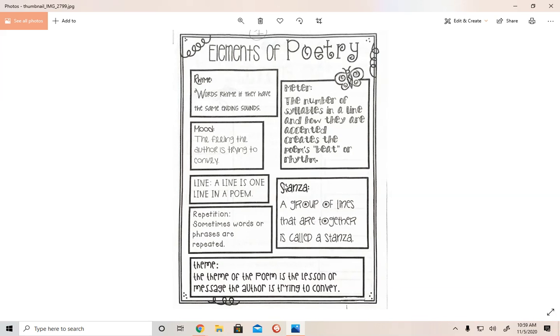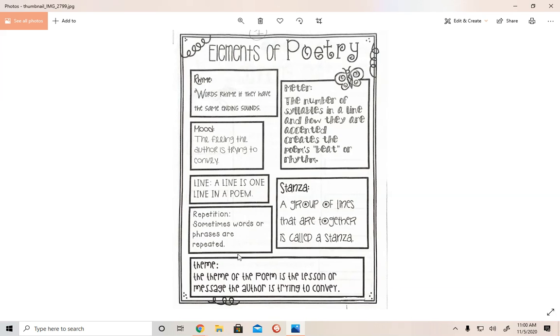I'm going to jump over to this one because now we're talking about a stanza. A stanza is a group of lines that are put together. And that's what we call a stanza. So I like to think of a line as a sentence, not always a complete sentence. And I like to think of a stanza as a paragraph. So sentences make up paragraphs, just like lines make up stanzas.